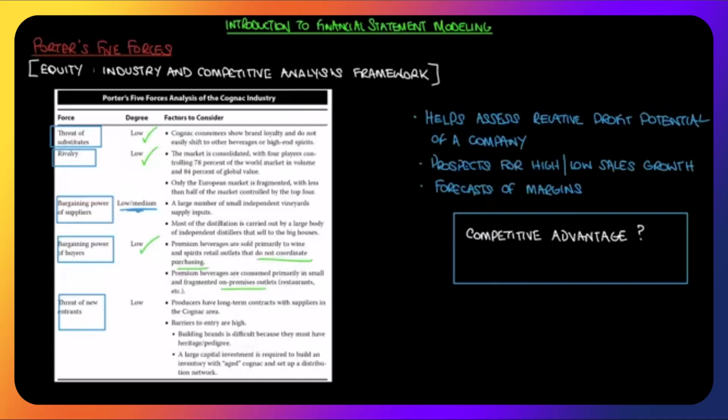It's very difficult to get into the business. So the threat of new entrants coming in and eroding your competitive advantage is low. So out of these 5 factors, this seems a pretty good business to be in if you're looking to earn positive economic profits in the long run.